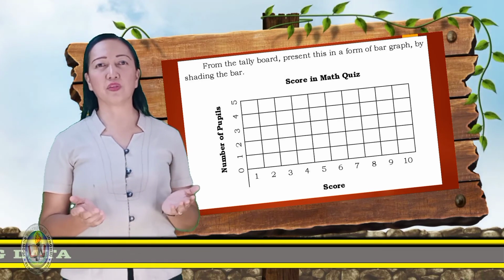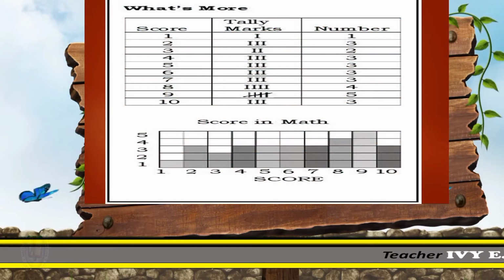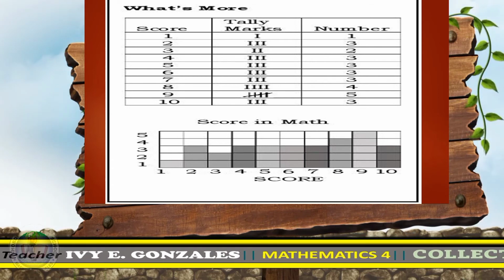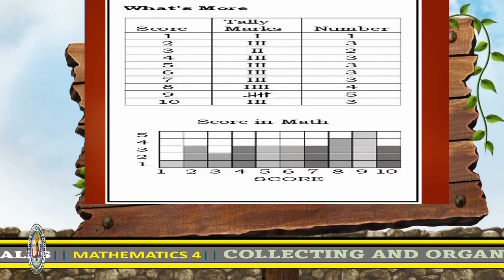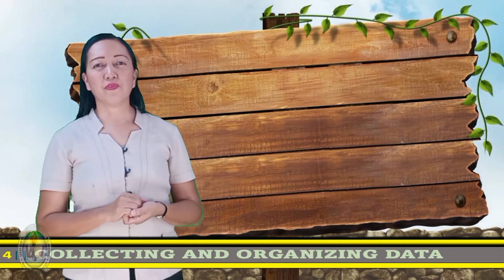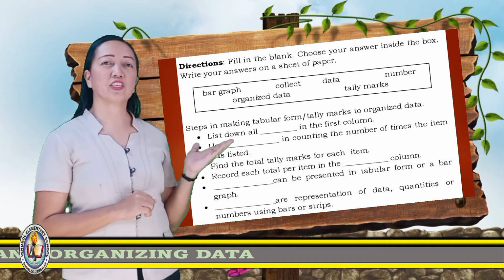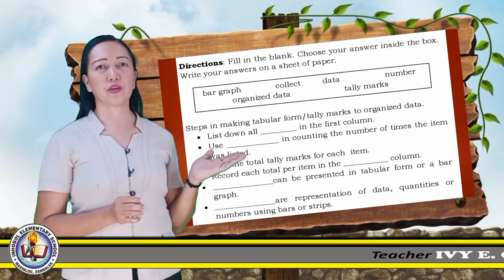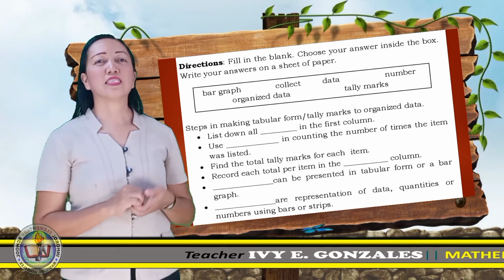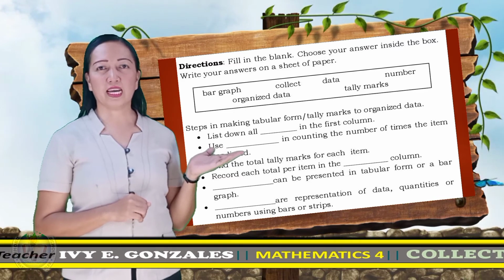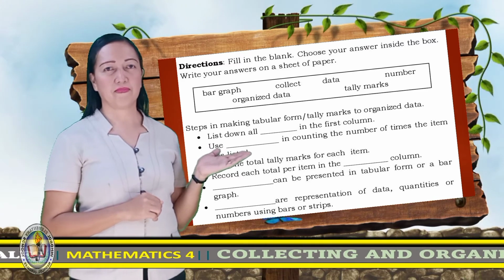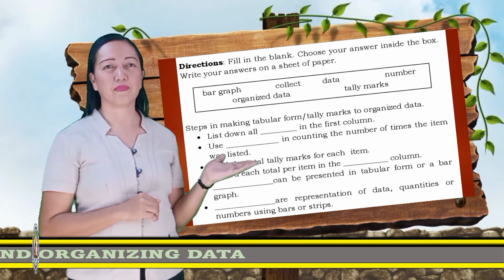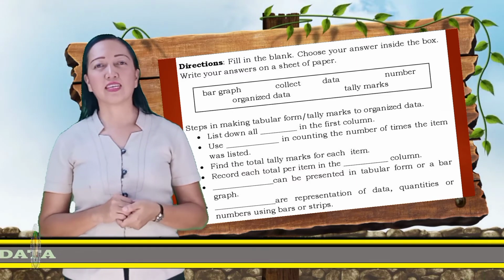Now, let us check what you have learned. And now for another activity, directions. Fill in the blank. Choose your answer inside the box. Write your answer on a sheet of paper. Steps in making tabular form, tally marks to organize data. List down all blank in the first column. The answer is data.